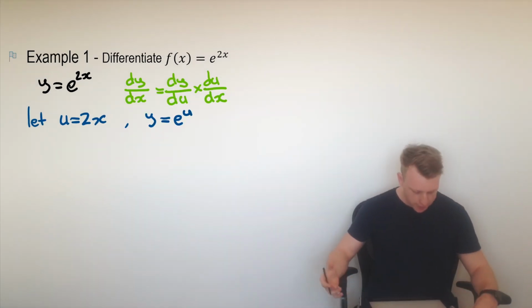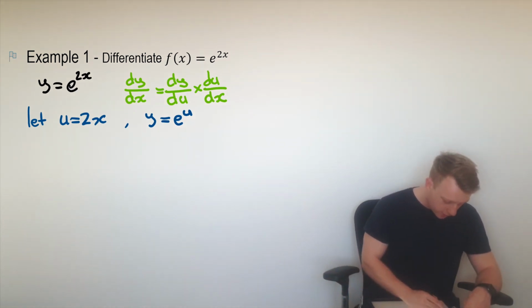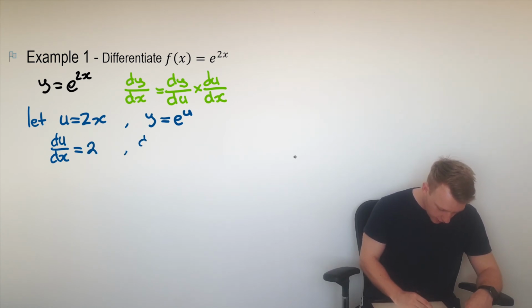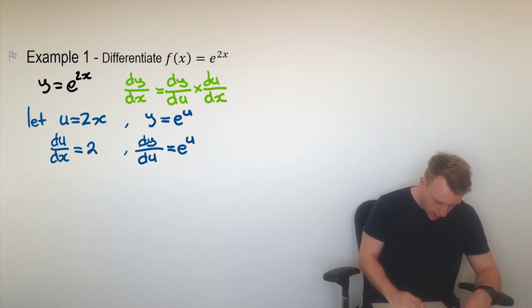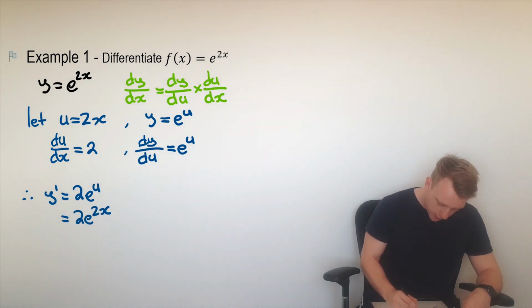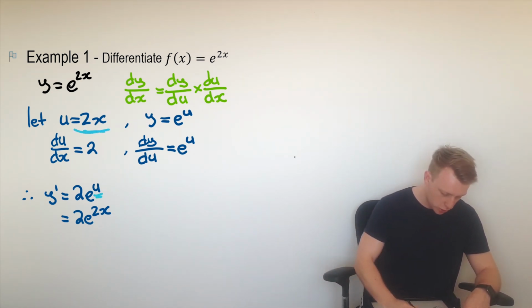Okay, so if I let u equal 2x, then I've got y being equal to e to the power of u. I can differentiate u with respect to x. The derivative of 2x is just 2. And I can differentiate y with respect to u. E to the power of u, the derivative of that is just e to the power of u. Therefore, the derivative here is these two multiplied together. So I'd say it's 2e to the u, which is 2e to the 2x, because u is 2x.